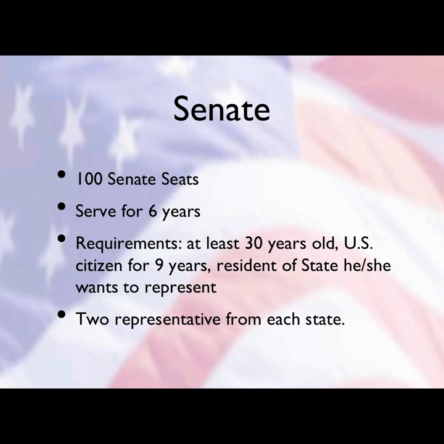We're first going to talk about the Senate. There are 100 Senate seats. They serve for 6 years. Their requirements are that you need to be at least 30 years old or older. You need to be a United States citizen for at least 9 years, and you have to be a resident of the state which he or she wants to represent. There are 2 representatives from each state, so if you take 50 states times 2, you get 100, so that's where they get the 100 seats for the Senate.